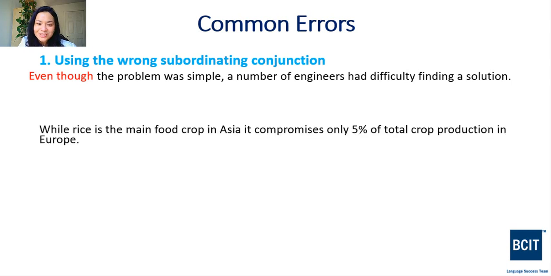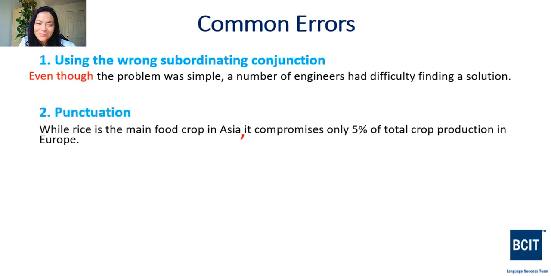How about this one? While rice is the main food crop in Asia, it comprises only 5% of total crop production in Europe. Did you find the mistake? The writer forgot to add the correct punctuation. Remember that a complex sentence requires a comma when the dependent clause comes first. This is an error in punctuation.